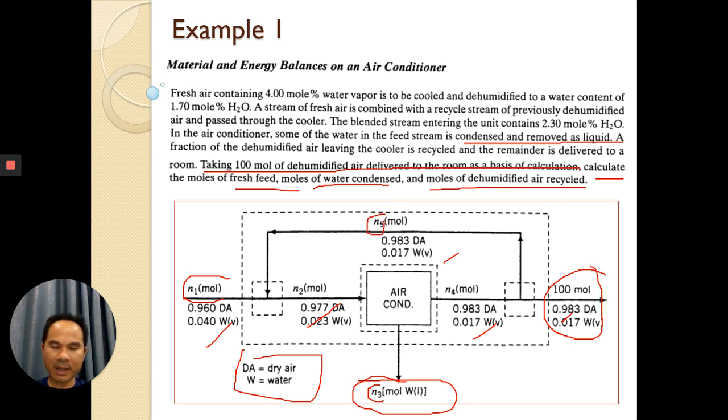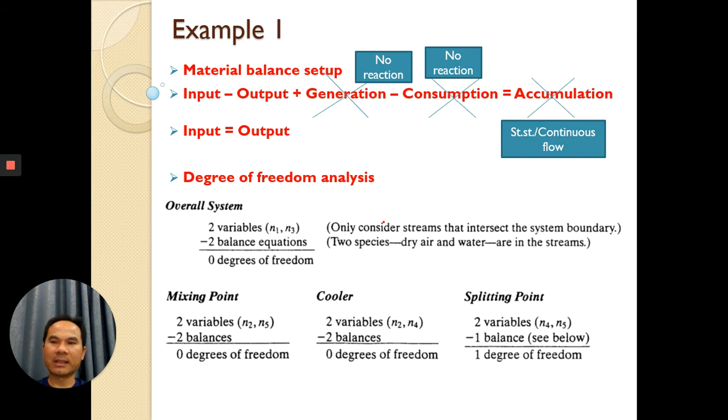Calculate N5. That's right. The first step, we have the basis already: 100 mole of dehumidified air. And the second step, we draw the flow chart and label all the unknowns and knowns. Okay, the third step, we have to make the material balance for this case.